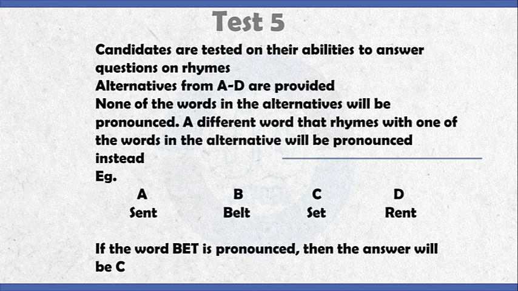Below are some options. I'm going to mention a word outside of these options, and then you will select a word that rhymes with the pronounced word. Scent, belt, set, rent. The pronounced word is bet. Now, among the alternatives given, bet rhymes with the word set, and so your answer will be C.